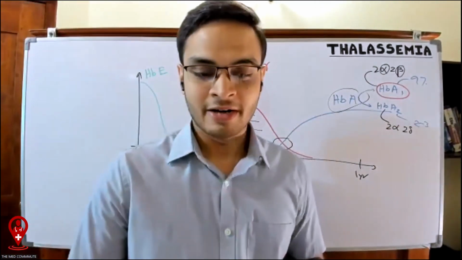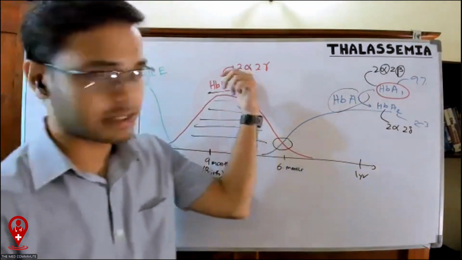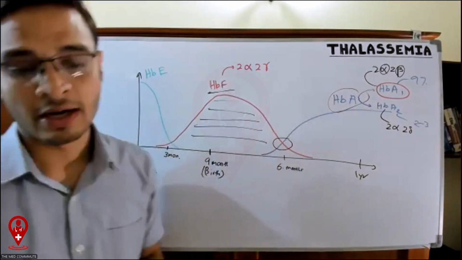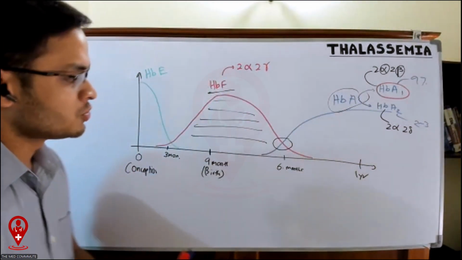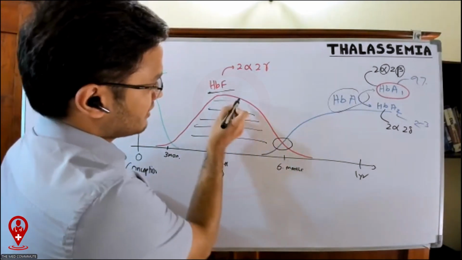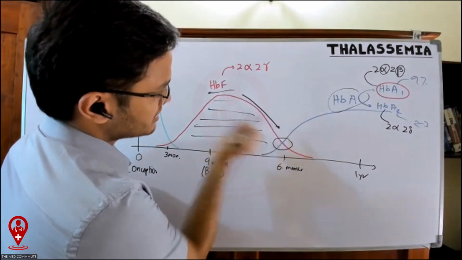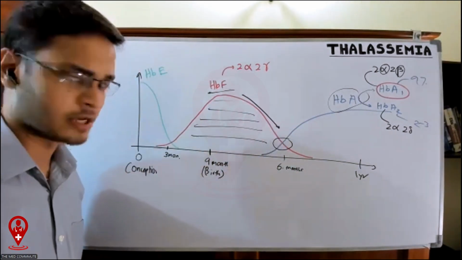Now let's come back to our topic. We talked about fetal hemoglobin as well: 2 alpha and 2 gamma. We said, guys, towards the first 6 months of life, the fetal hemoglobin starts dropping. Why does this happen? Let's take a look.